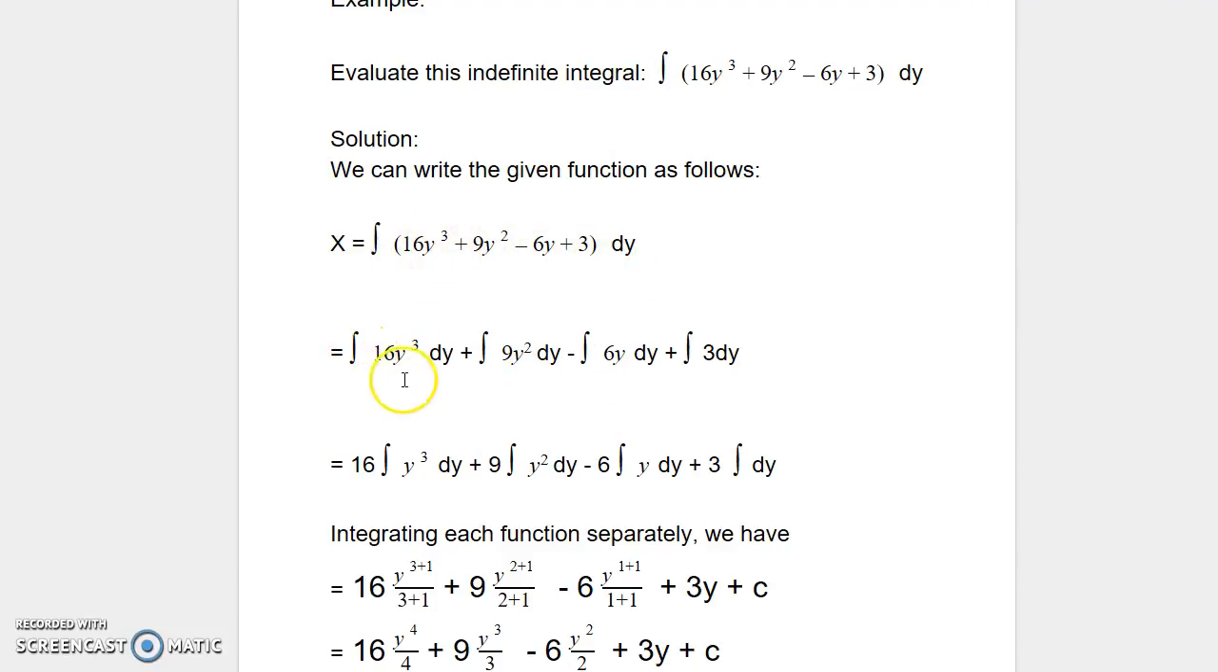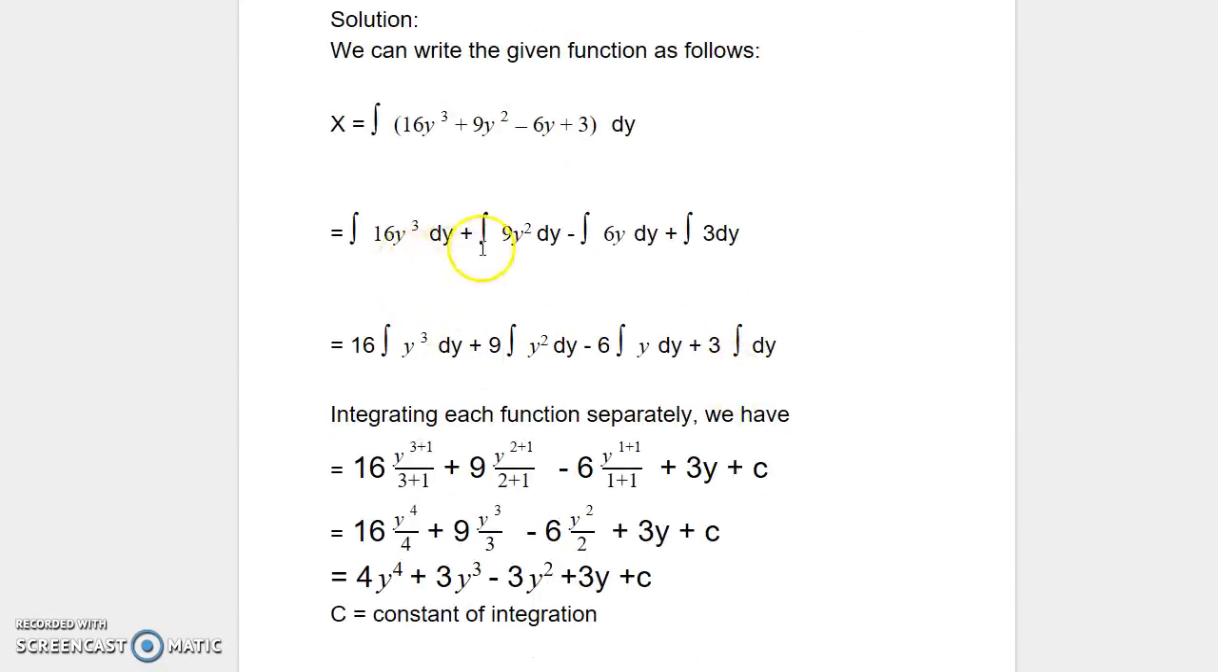So we can write it as integral 16y cubed dy plus integral 9y squared dy minus integral 6y dy plus integral 3 dy. So now if we see any constant terms, we're going to pull them outside of the integration symbol. 16 integral y cubed dy plus 9 is a constant, integral y squared dy, minus 6 is a constant, integral y dy, plus 3 is a constant, integral dy. Now we are ready to apply the integration process and simplify this.